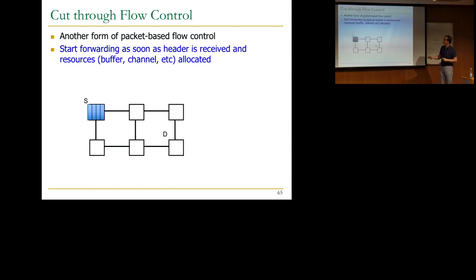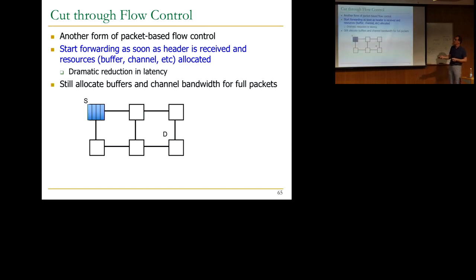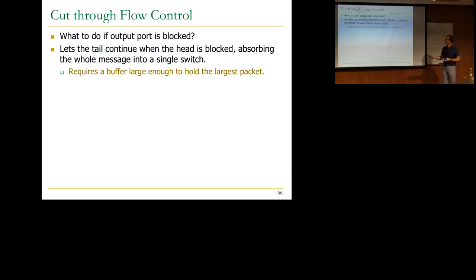Cut-through is another example. Basically, you start forwarding as soon as the header is received and resources are allocated. So again, this is also packet-based. You have a huge reduction in latency. But you still need to allocate buffers and channel bandwidth for full packets. So basically, it looks like this. Packets get distributed, but you still need to allocate full buffers. And if the packets are large, this doesn't work nicely.